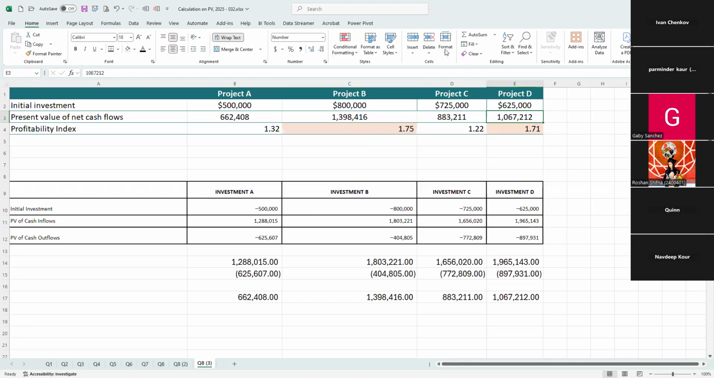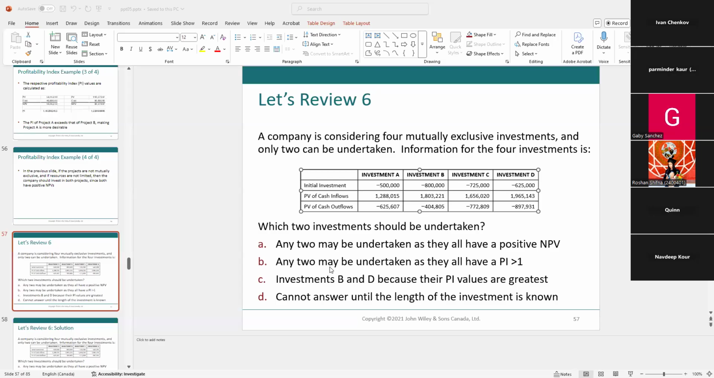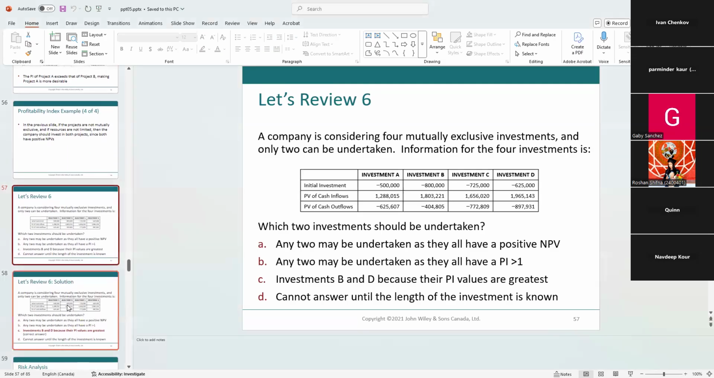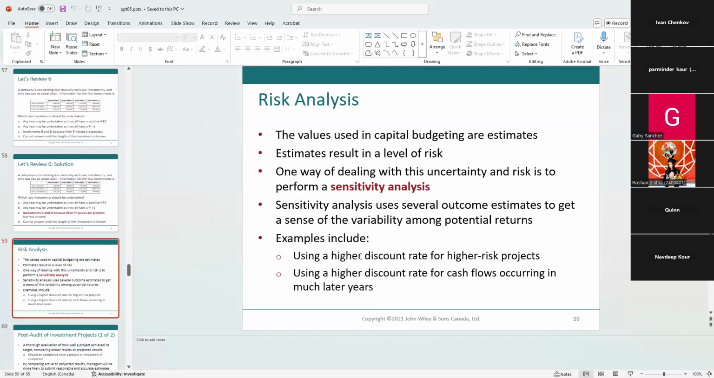Can you again tell me how you got the profitability index? Profitability index is simply present value divided by initial investment. That's how it is. So in this one, we said B and D. Why? Because they're the greatest. Okay, we got that one.